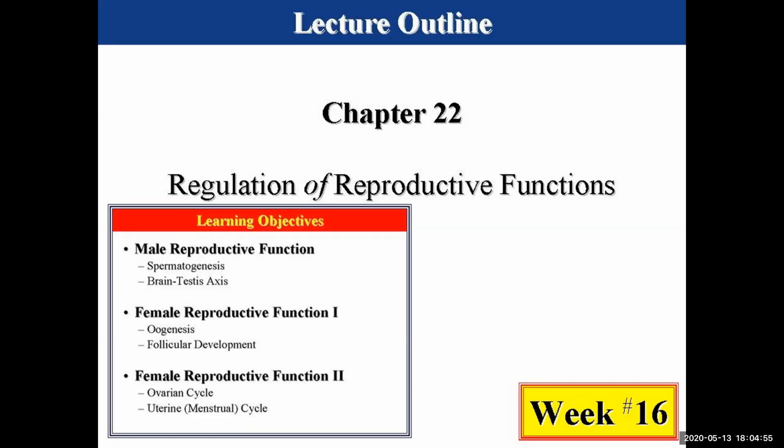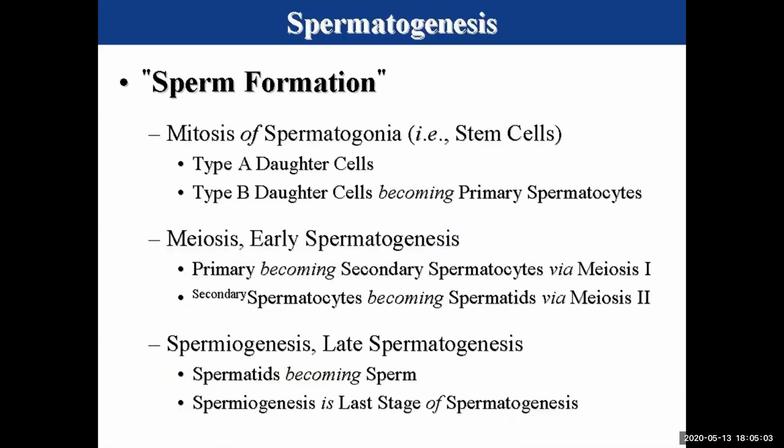So with that said, let's get the ball rolling, starting with the first slide. So sperm production, the term here is spermatogenesis. Let me start the annotation process.